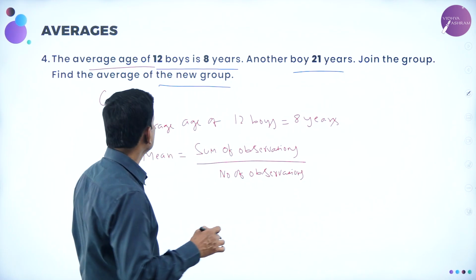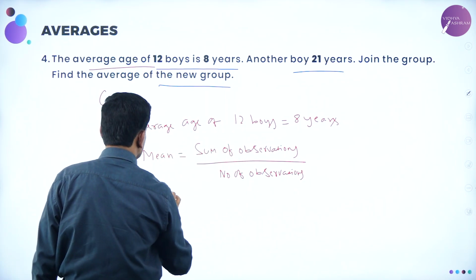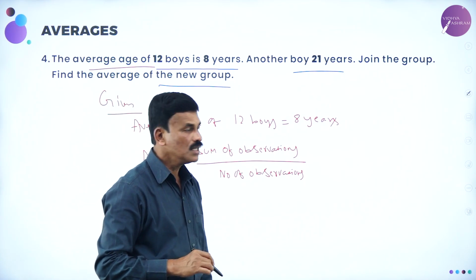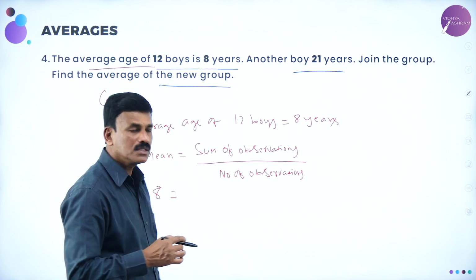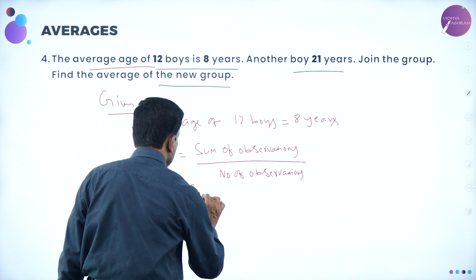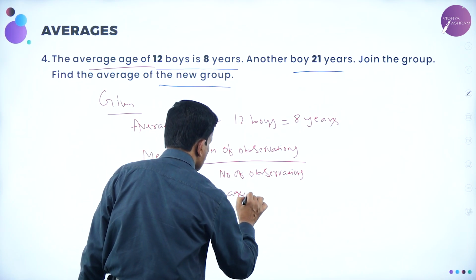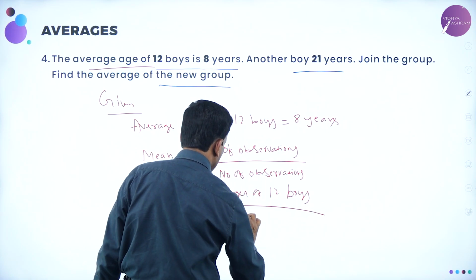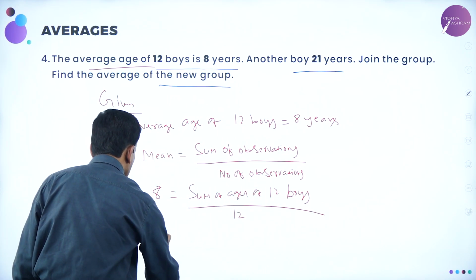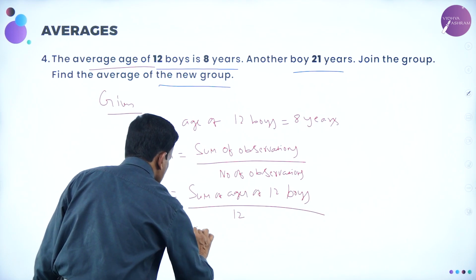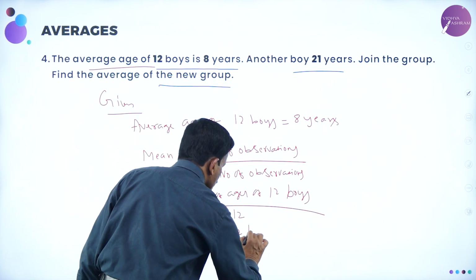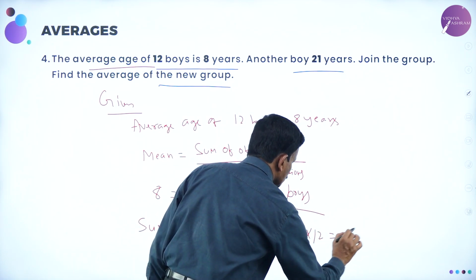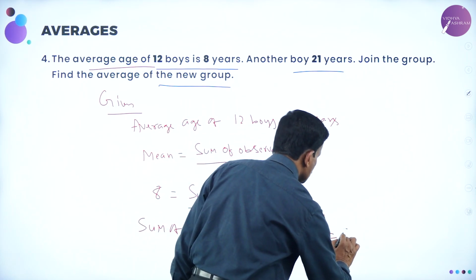Now what is given? Average age of 12 boys is 8, that is mean is equal to 8. Number of observations is 12, as the number of boys is also 12. This is equal to sum of ages of 12 boys divided by the number of observations, 12. So therefore sum of ages of 12 boys is equal to 8 into 12, that's equal to 96.